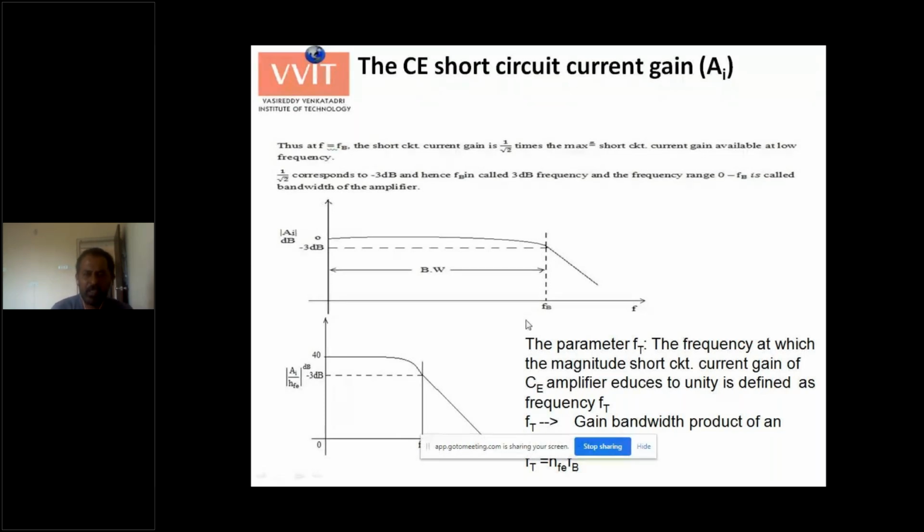Apart from F beta, we are doing this analysis for the parameter Ft, the cutoff frequency. The Ft cutoff frequency has a lot of significance. A transistor with large Ft always gives high gains. This is considered the figure of merit for any transistor. It is also known as the unity cutoff frequency. It is the frequency where the gain of the amplifier becomes unity with load terminals short circuited, meaning output voltage equals input voltage. After some calculations, you can find Ft equals HFE times F beta.